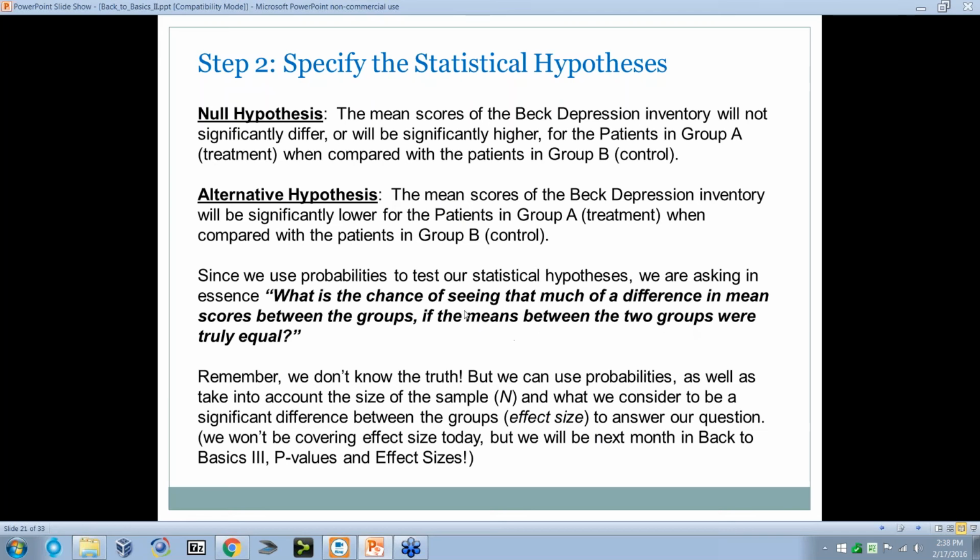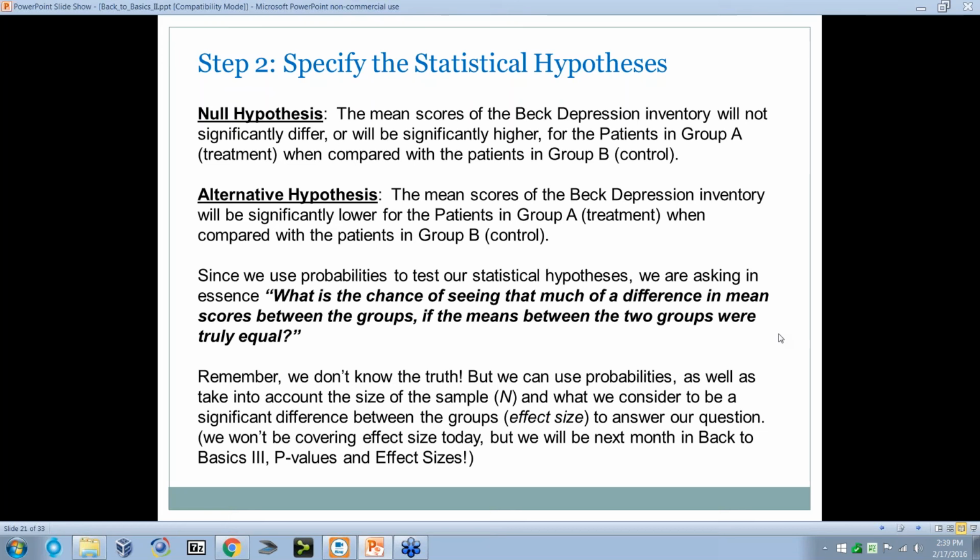So since we use probabilities to test our hypothesis, we're asking in essence, what's the chance of seeing that much of a difference in mean scores between Group A and Group B if the means between the groups were truly equal, right? We'll do a test to see the differences and get a probability of seeing that difference. And if that probability we get from the test is lower than a value that we've set, then we can say we have significance, because that means the probability was very low that we would see those means being that different.